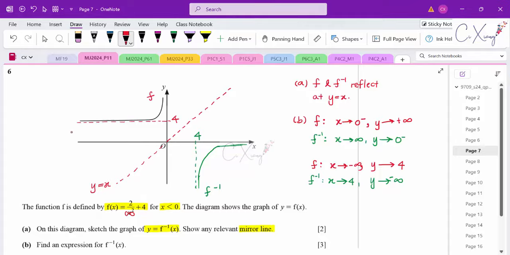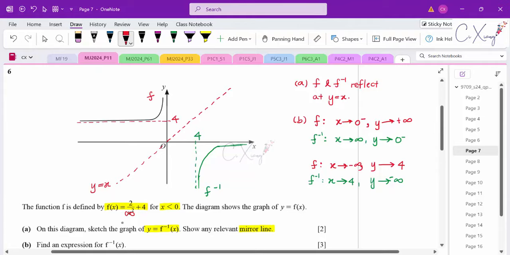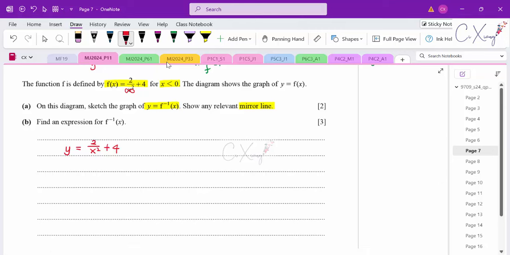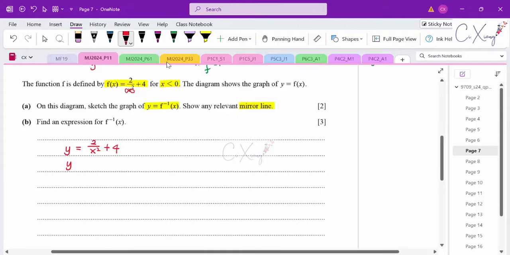Okay. So let's have a look at part B. They want you to find an expression for f inverse. To find the expression for f inverse, the first step usually is I will let y equal function f. So I'm having y equals 2 over x squared plus 4. So this is y in terms of x, and now I want to change it to x equals something in terms of y to make it the inverse function. So I bring the 4 over. Okay, and after that I'm having x squared equals 2 over y minus 4.